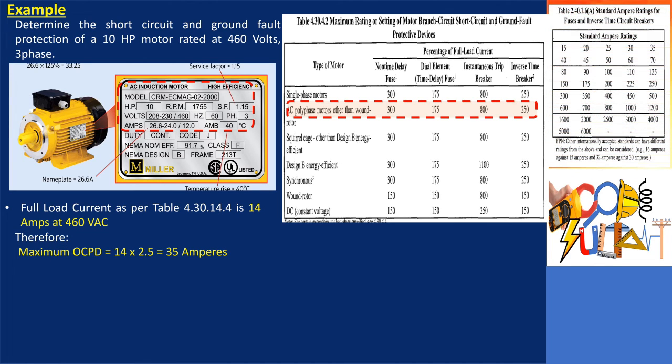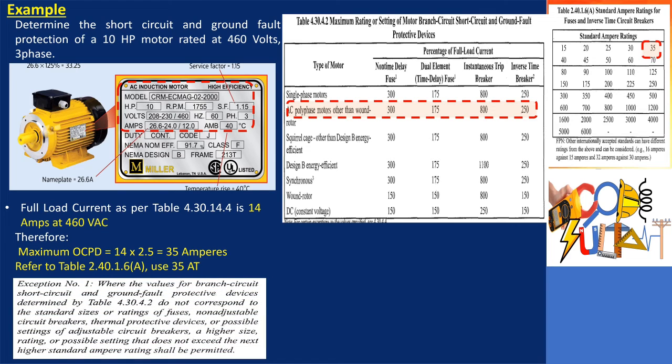If the motor branch circuit short circuit and ground fault protective device values derived from Table 4.30.4.2 don't correspond with the standard overcurrent device ratings listed in Section 2.40.1.6a, in that case, you can use the next higher overcurrent device rating.